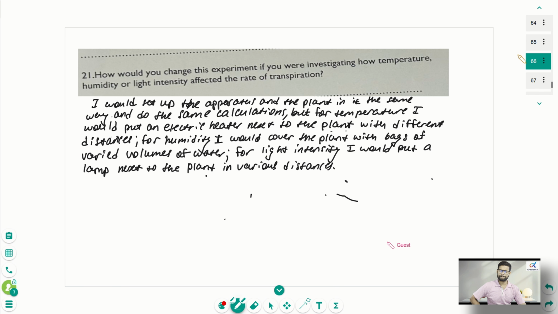How would you change this experiment if you were investigating how temperature, humidity, or light intensity affect the rate of transpiration? Read your answer. I would set up the apparatus and the plant in the same way and do the same calculations, but for temperature, I would put an electric heater next to the plant at different distances. For humidity, I would cover the plant with bags of various volumes of water. For light intensity, I would put a lamp next to the plant at various distances.